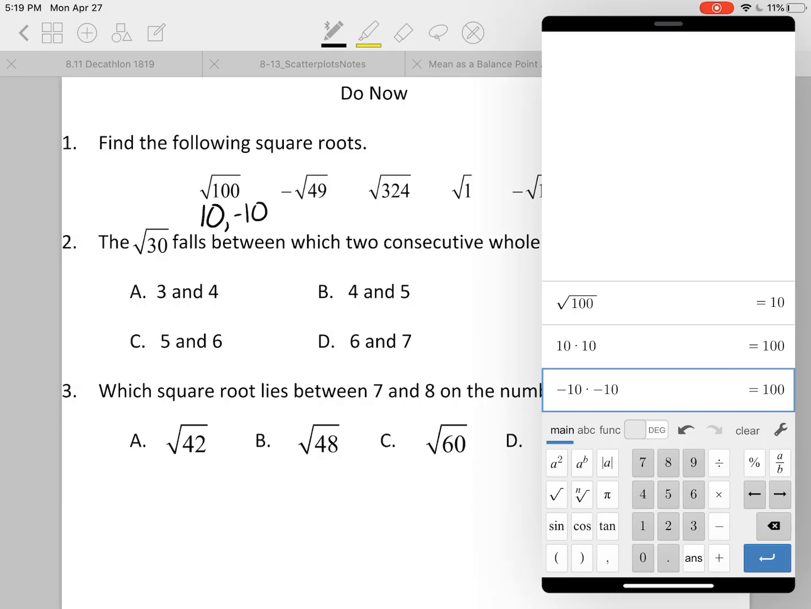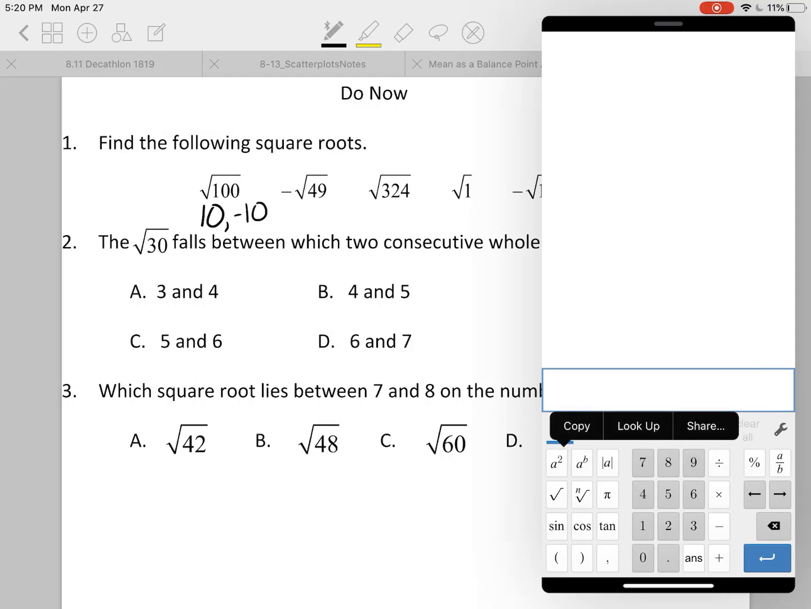Negative square root of 49 specifies that they want the negative square root. Remember to put that negative on the outside of the radical symbol, or else you will get an undefined answer. So we say negative square root of 49, which is negative 7.